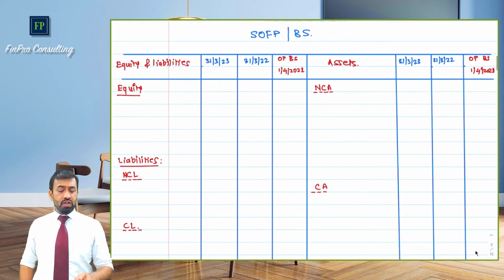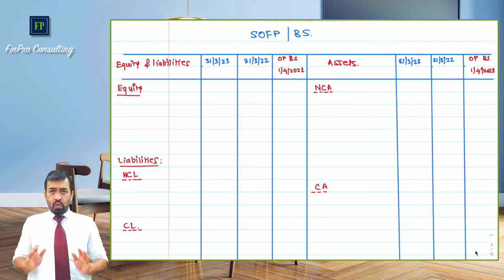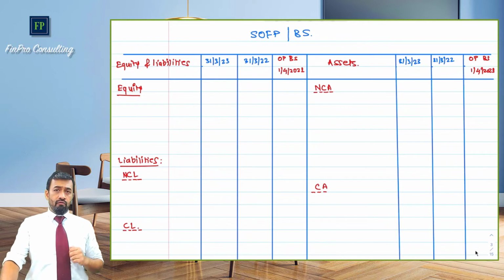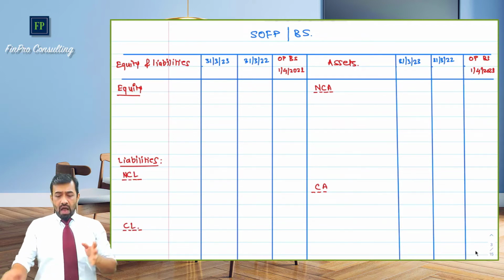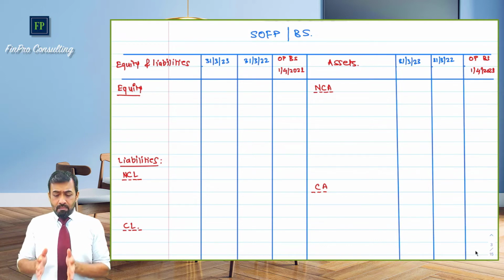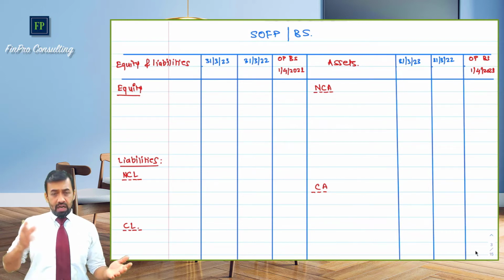I have drawn the balance sheet. Balance sheet is actually not presented in this way. It is a normal vertical format: first assets, then equity and liabilities. This is just for our understanding. I am plotting this balance sheet side by side, equity, liabilities and assets.